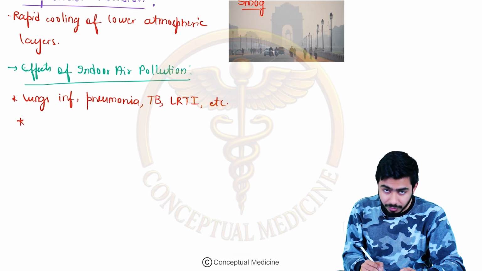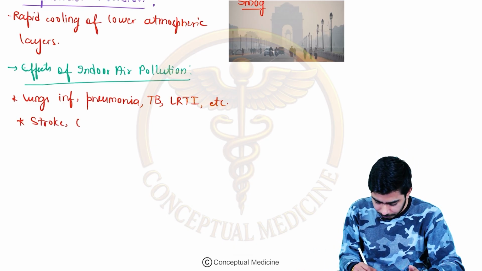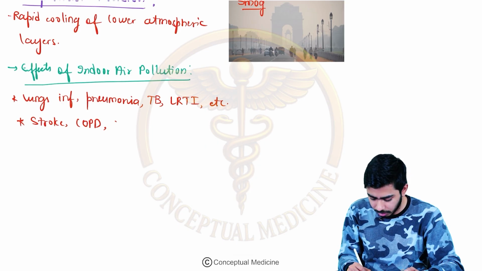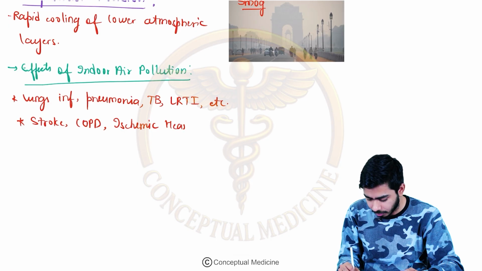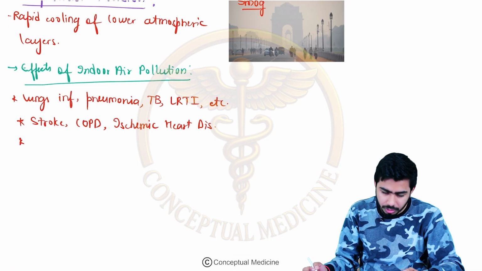Along with that, we might talk about stroke also, right? It has a bad effect on health. So there might be stroke incidences, COPD, and heart-related disorders, for example ischemic heart diseases. These kinds of diseases might appear in the person.